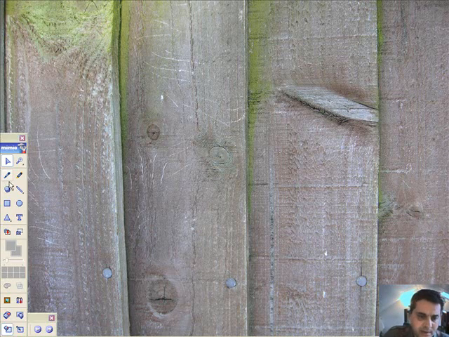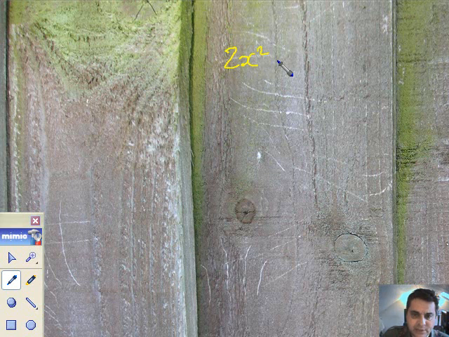Imagine something like this. I don't know, 2x squared plus 3x minus 8 equals 0, and we're told to solve it one way or the other. I mean, I don't know if it can be solved. I'm completely making it up.